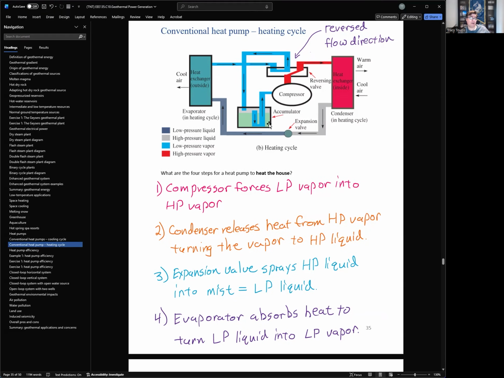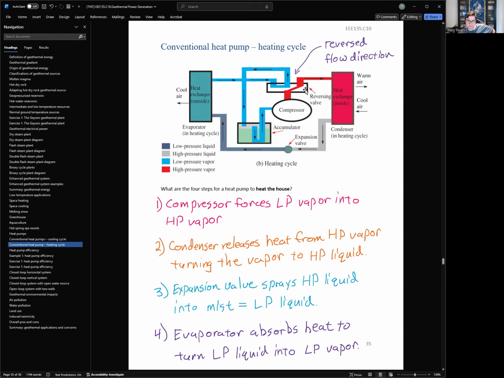So that's your conventional heat pump. It's really, really good. People like it a lot. One thing I would say, right here in the middle, this is a reversing valve. Notice that this is like a check valve that you have to flip back and forth to tell the compressor which way the liquid should go. Notice that the red liquid is going to the right, to the heat exchanger or the condenser in the heating cycle.